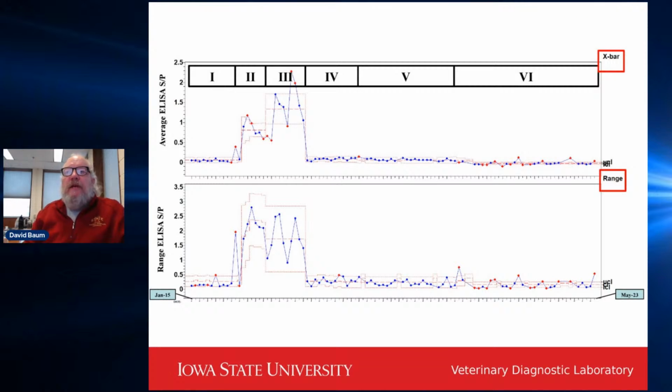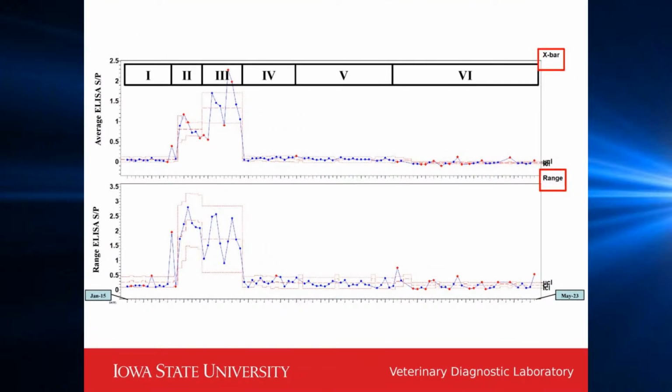For grins and giggles, I went back to look at the pre-outbreak S to P values, and we can see that over on the left-hand side, yep, there was something going on right about here. And this is the time period when the infection was diagnosed. This is the time period again where the population's pathogen reduction strategy was put into place. And then again, we see the point in time where the sows were depopulated and repopulated.